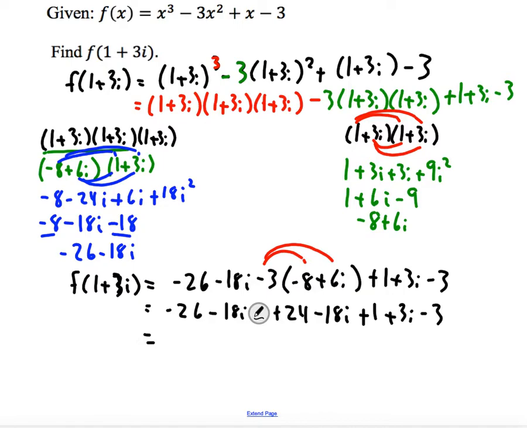So we've got a negative 26, a plus 24, a 1, and a negative 3. So that gives us a negative 4. And then we've got a negative 18i, a negative 18i, and a plus 3i. That gives us a negative 33i. That is our solution. That is using direct substitution.